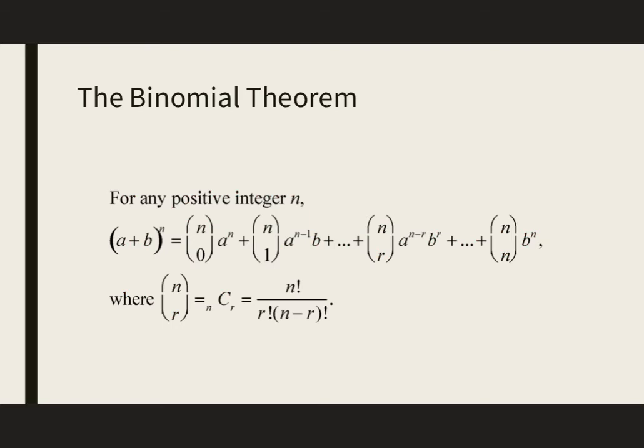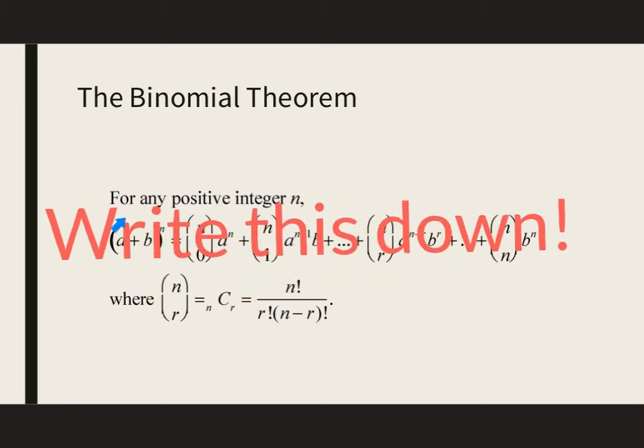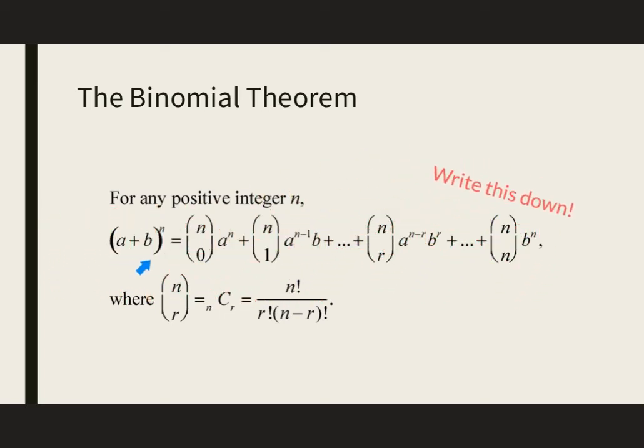The binomial theorem takes into consideration everything we just talked about. For any positive integer n, (a + b) raised to the n power can be expanded like so. There's a coefficient of a to the n, and that is simply n choose 0, which is 1. The next one, n choose 1, well, whatever n is, we're using that to find that coefficient. If n is 5, 5 choose 1 is whatever that coefficient is.